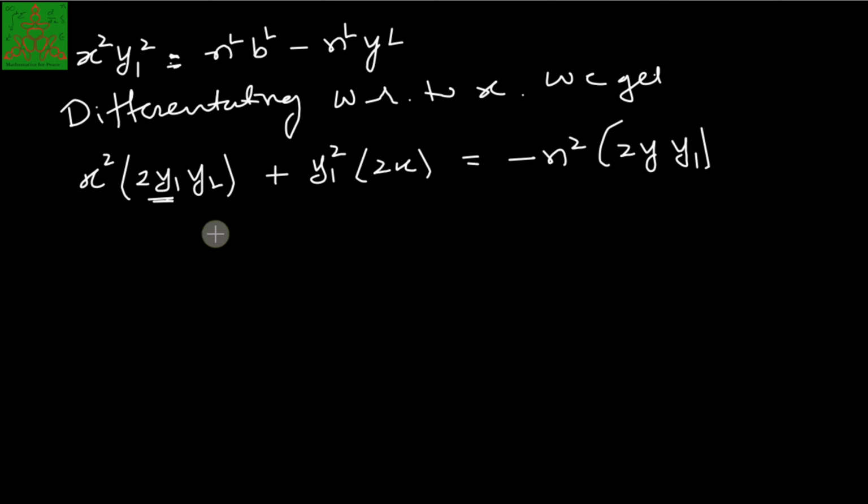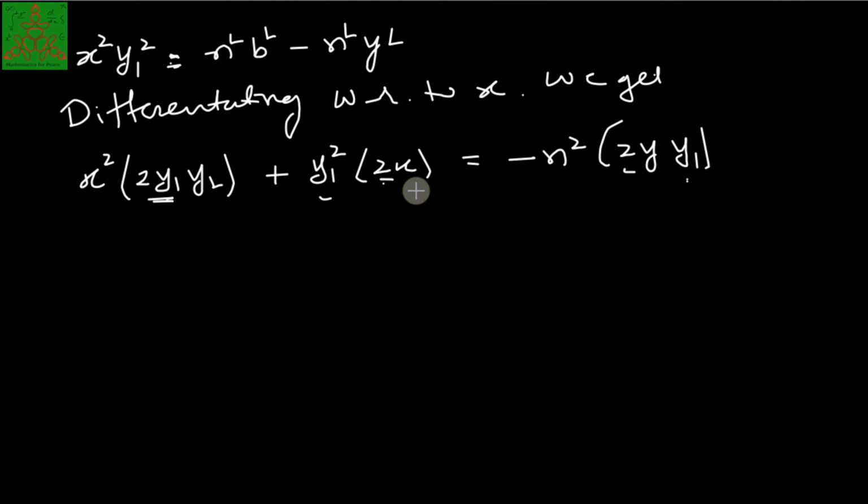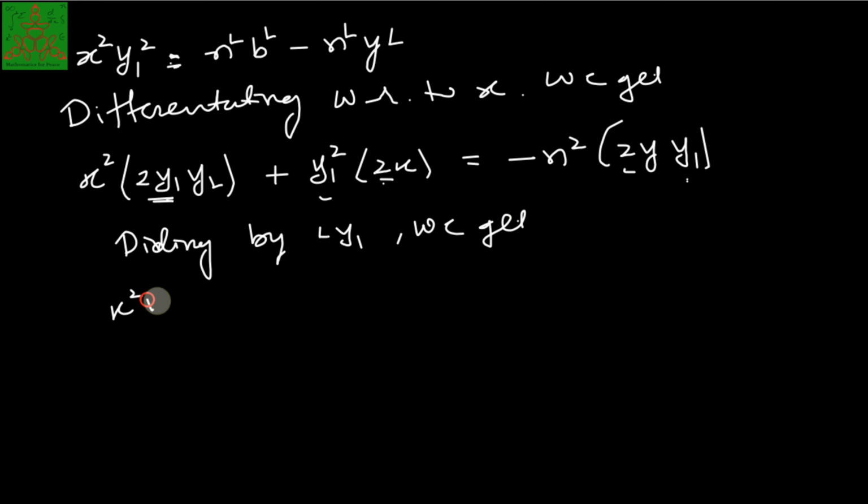Now you just observe that 2y1 is common in all the terms and 2y1 is non-zero. That you can find out from this. The y1 will be non-zero for all those x where 2y1 is not 0. So dividing by 2y1, we get x square y2, because x square 2y1 got cancelled, plus x y1 equal to n square y.